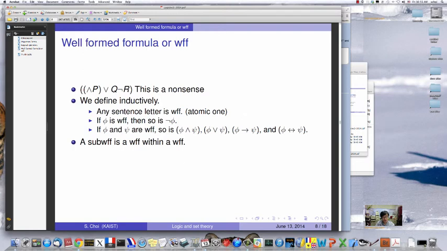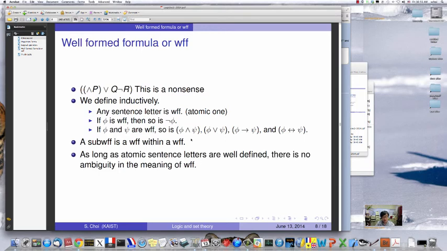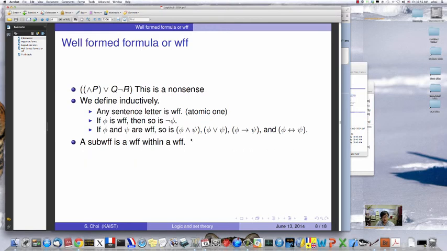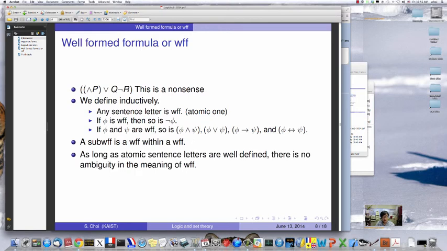A sub well-formed formula is a well-formed formula inside a well-formed formula. Sometimes some parts will not be a sub well-formed formula. As long as atomic sentence letters are well defined, there is no ambiguity in the meaning of a WFF once you build it in this way. So this is an inductive way to build a well-formed formula. If you are a very logical person, then you will have to write every sentence with a well-formed formula in mind.